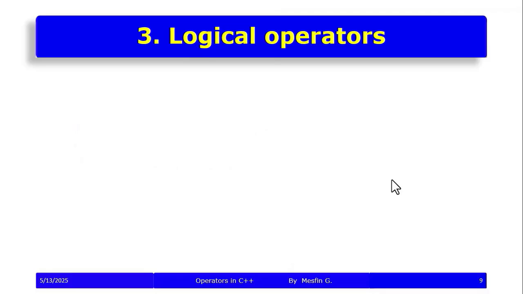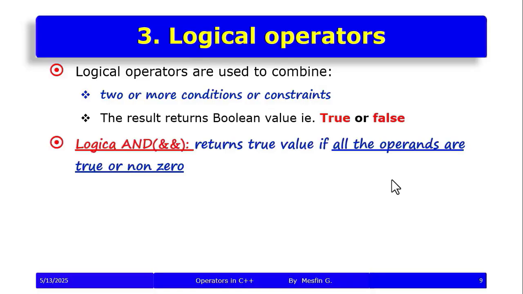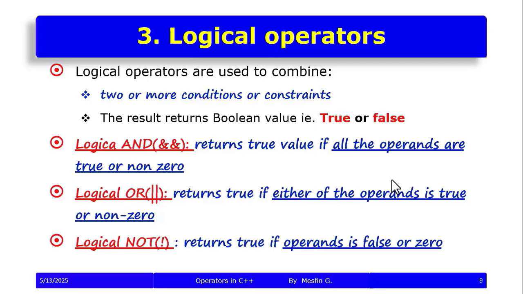Now the next classification of operator is the logical operator. Logical operators are used to combine two or more conditions or constraints. The result returns a Boolean value, that is true or false. Logical AND, symbolized by two ampersand symbols, returns true if both operands are true or non-zero. Logical OR operator returns true or 1 if either of the operands is true or non-zero. Logical NOT operator returns true if the operand is false or 0.